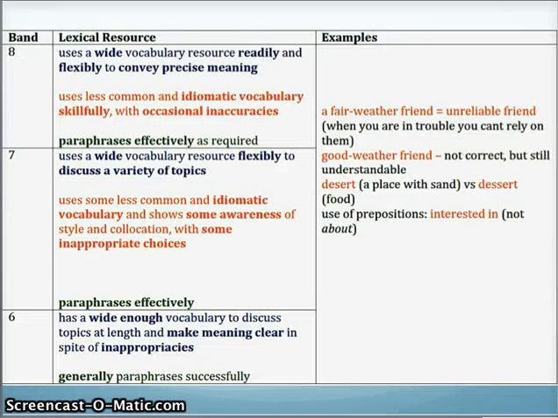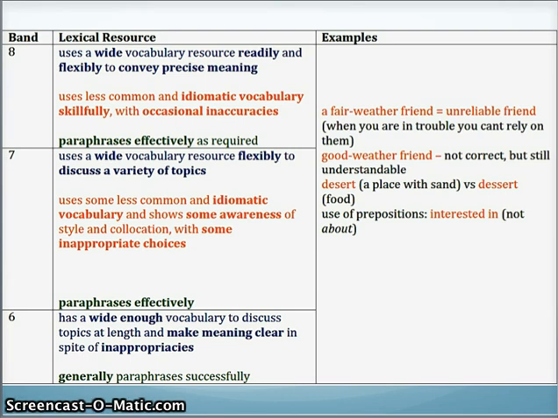In order to move from band 6 to band 7, or even 8, you should demonstrate a wide range of vocabulary. Look at phrases in blue. For band 8, you should use a wide vocabulary resource readily and flexibly to convey precise meaning. For 7, you should use a wide vocabulary resource flexibly to discuss a variety of topics. For both bands, you need to use the vocabulary resource flexibly, meaning that you need to demonstrate knowledge of a wide range of words and phrases and their synonyms.